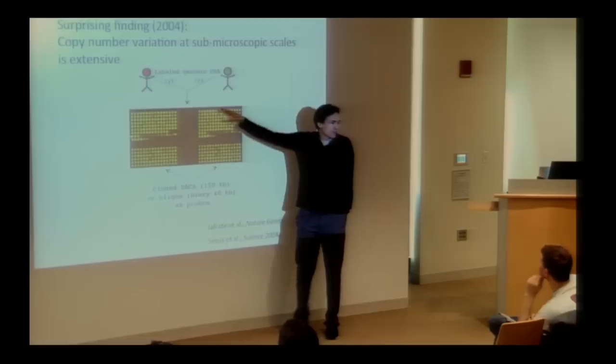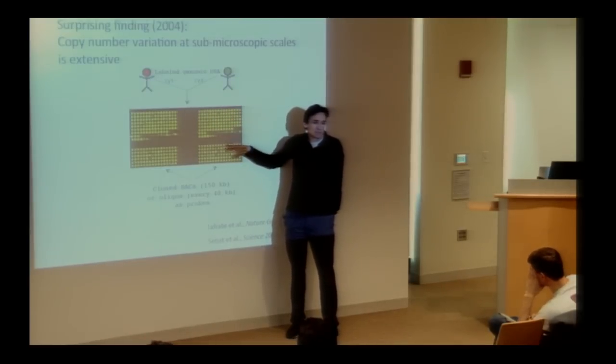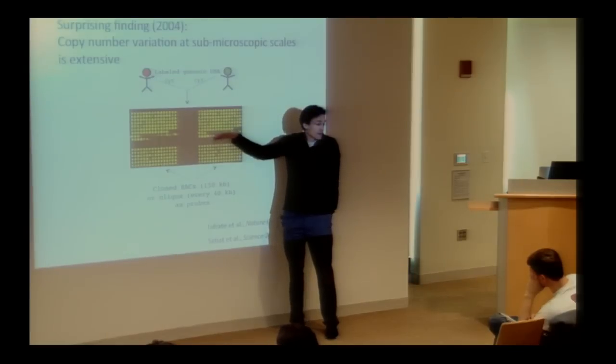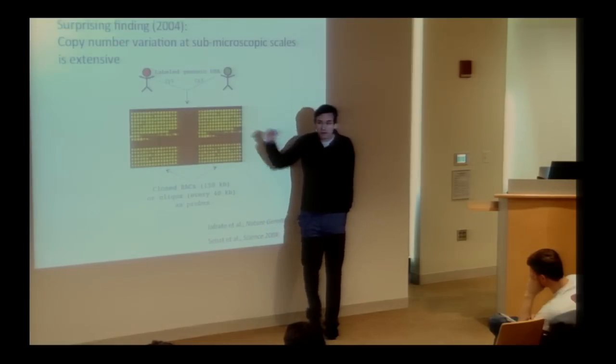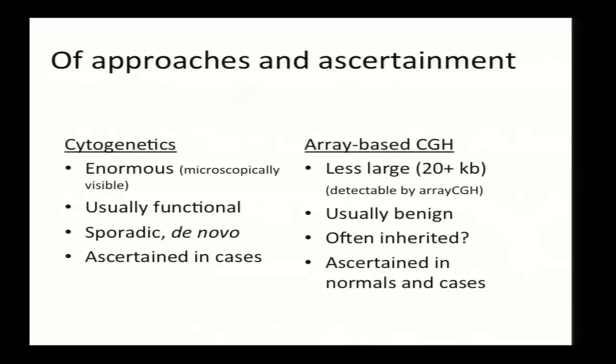that he could take genomes from different apparently normal people and competitively hybridize them to these arrays. And almost whenever he did that, he would see at least one or a small handful of regions that appeared to be substantially different in copy number between different people. And so this made it clear for the first time that this might be a more common and extensive feature of human genomes than people had thought.